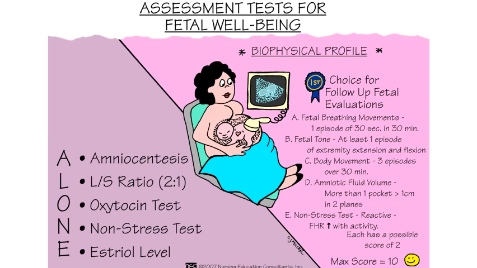The fetal tone, at least 1 episode of extremity extension and flexion. We're looking for body movement, 3 episodes in that 30-minute period. Amniotic fluid volume, again, as I mentioned, more than one pocket of greater than a centimeter in two planes. And then the non-stress test, we want a reactive non-stress test. We want fetal heart rate increased with activity, and each criterion has a possibility of 2 points, for a total score of 10.